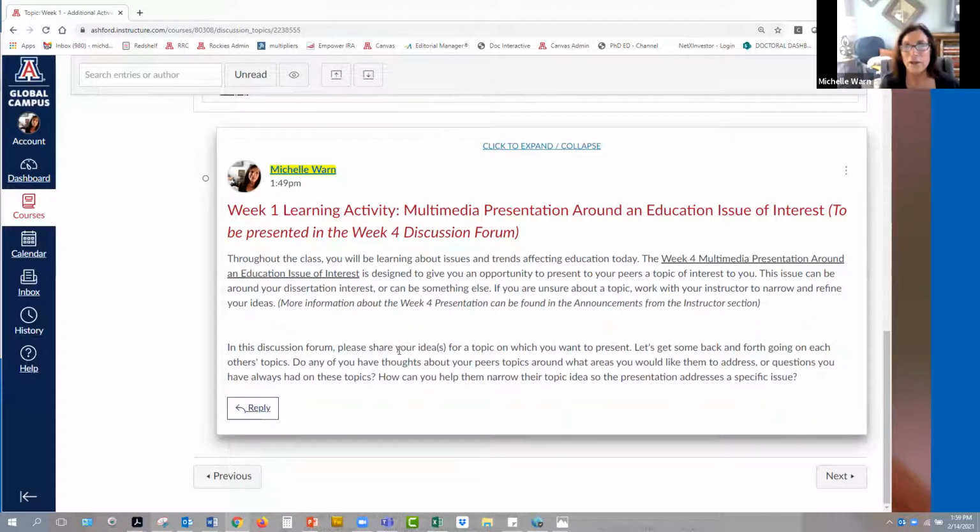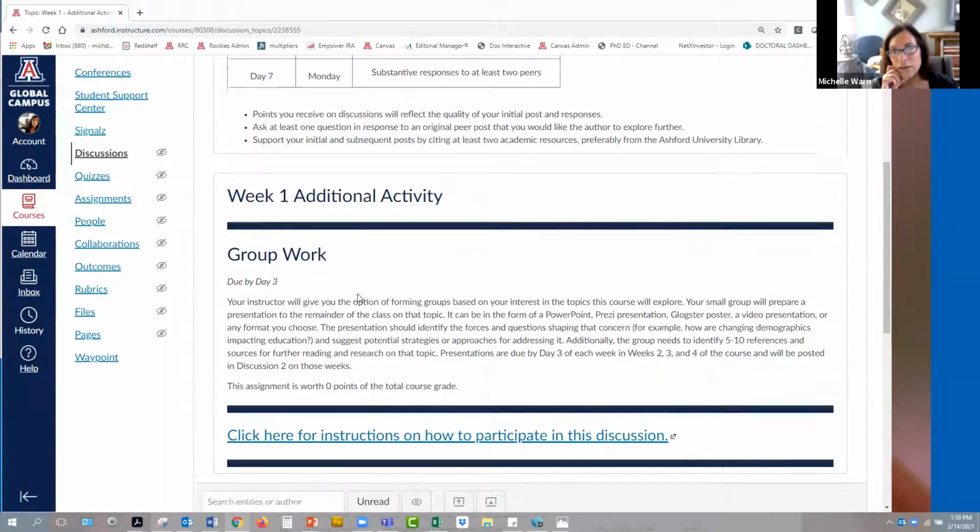Share it with each other, give each other feedback on their topics, and let them know if you have questions about their topic that you hope they address in their presentation. And then I will also be giving you feedback on how to narrow your topic and narrow your presentation ideas, okay? So that's what the learning activity is.